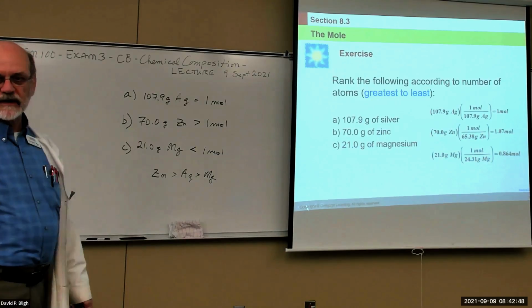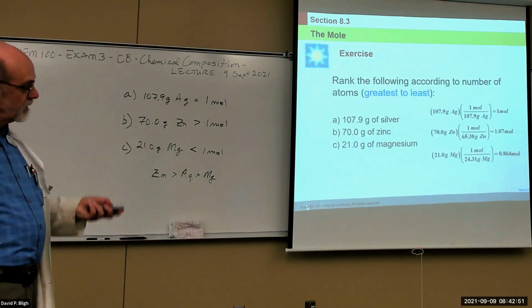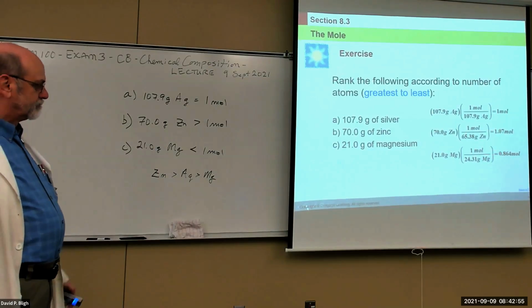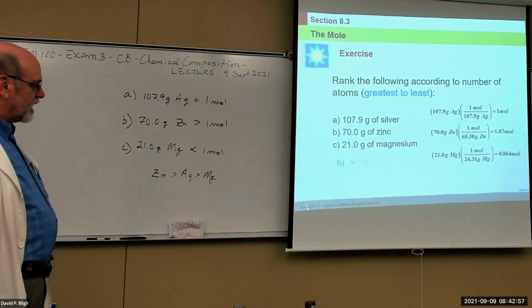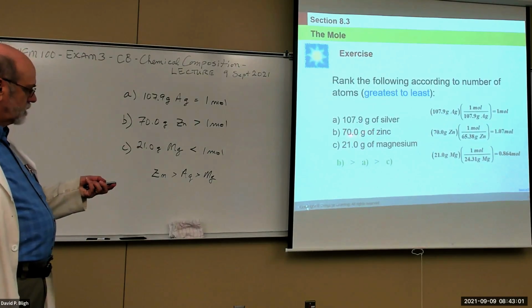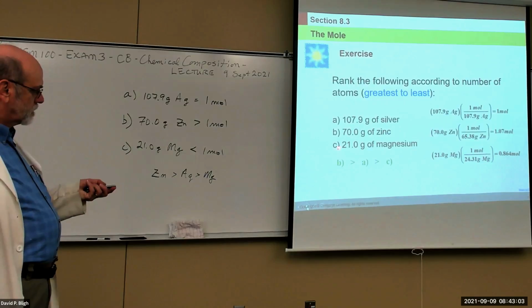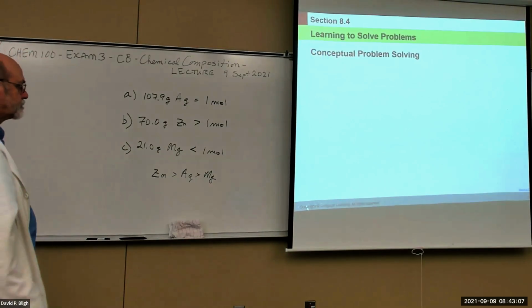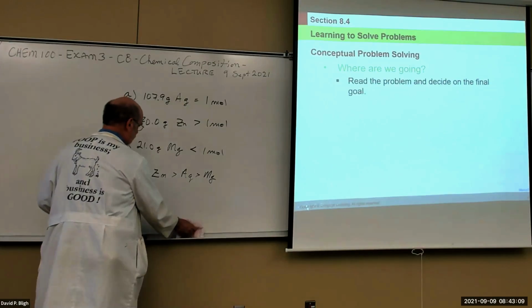I just illustrated here what we did in our heads, right? 1 mole, greater than a mole, less than a mole. And that makes the order B, zinc, A, silver, and C, magnesium. Okay.